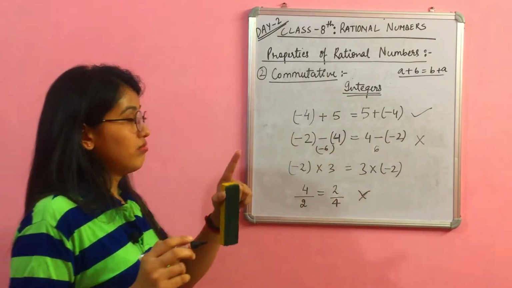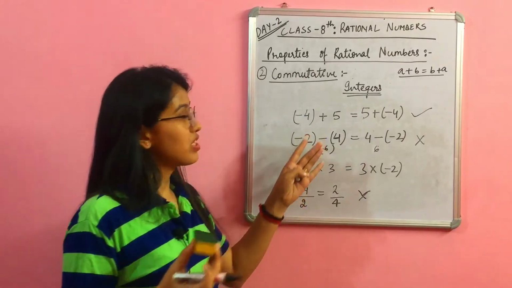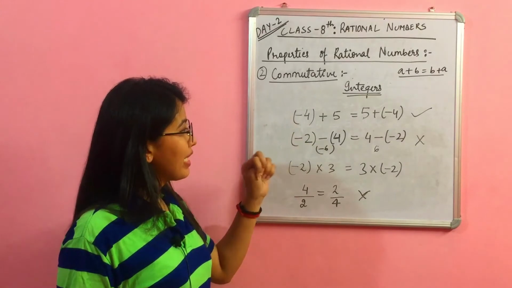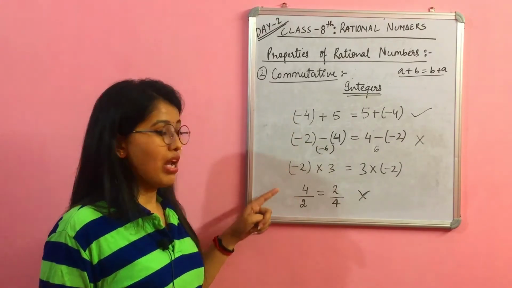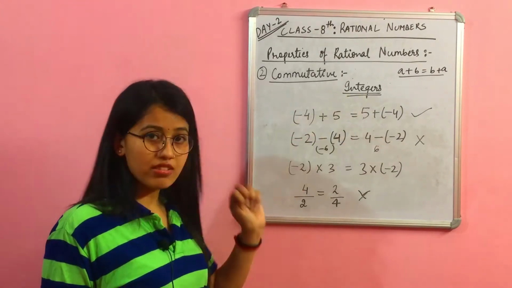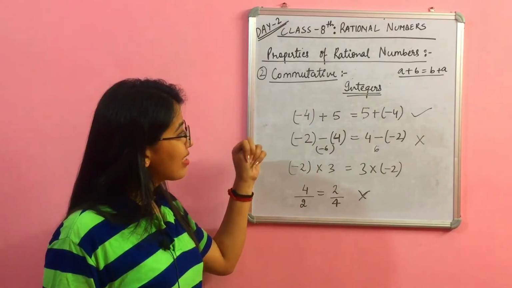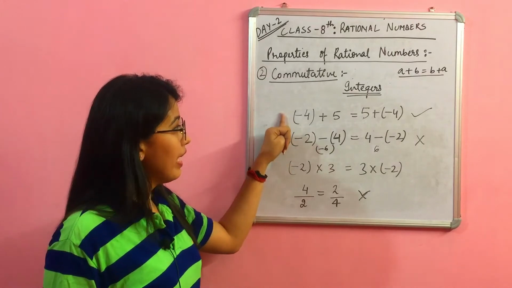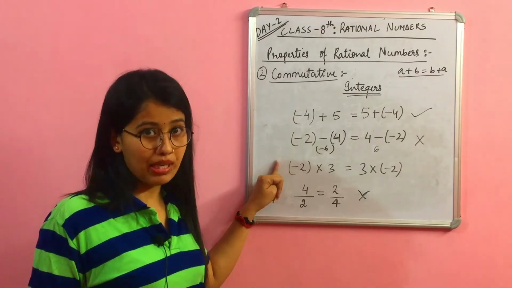Similarly, as we have seen in the case of whole numbers and natural numbers also, the commutative property is not satisfying in the case of subtraction and division. Same for integers also, our commutative property is not satisfying in the case of subtraction and division. It is only satisfying in the case of addition and multiplication.